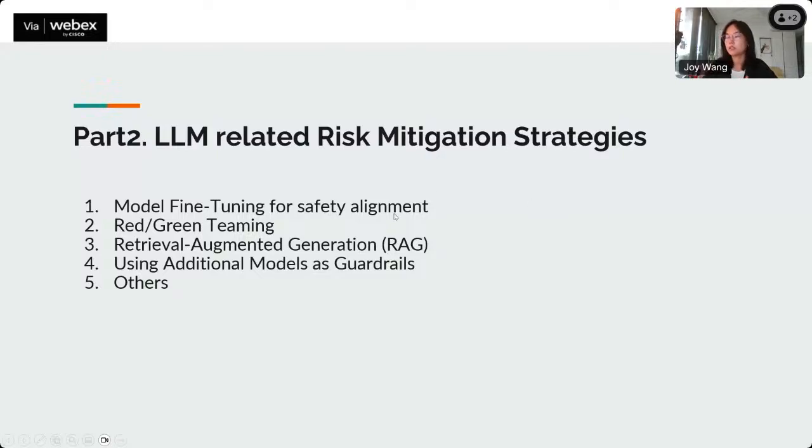Okay, so the next part is large language model related risk mitigation strategy. Before we dive into part two, let's take a 10 minute break. You can use this time to have some water and stretch your body, and let's come back in 10 minutes.